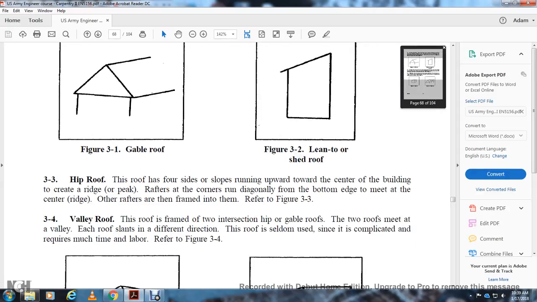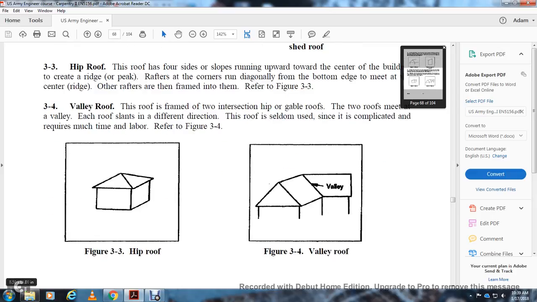Valley roof. This roof forms the true intersection of a hip or gable roof. Where the roofs meet is the valley, and each of the roofs slants in a different direction. The roof itself is complicated and requires too much time to construct. Figure 3-3 shows the hip roof. Figure 3-4 shows the valley roof.